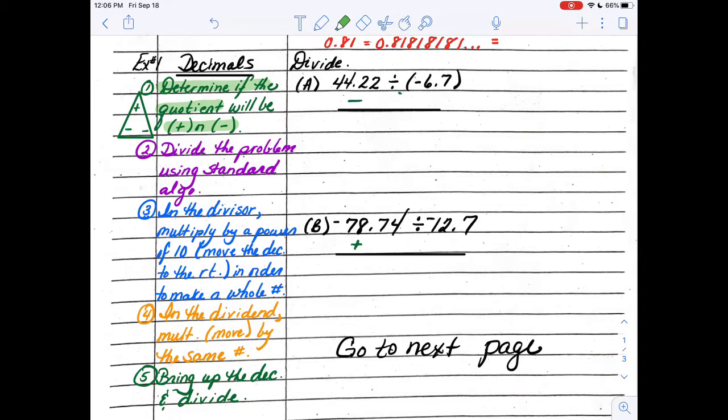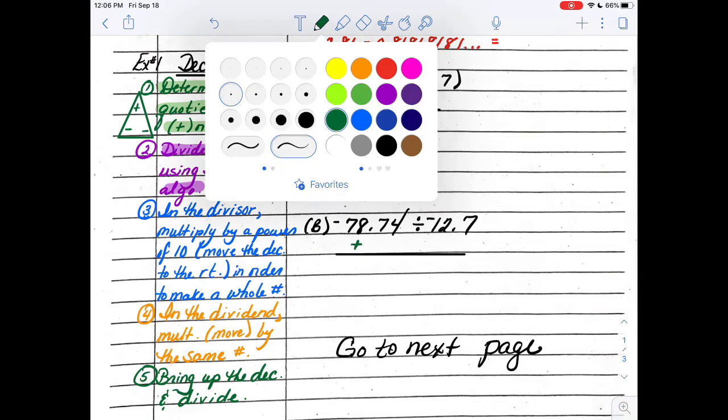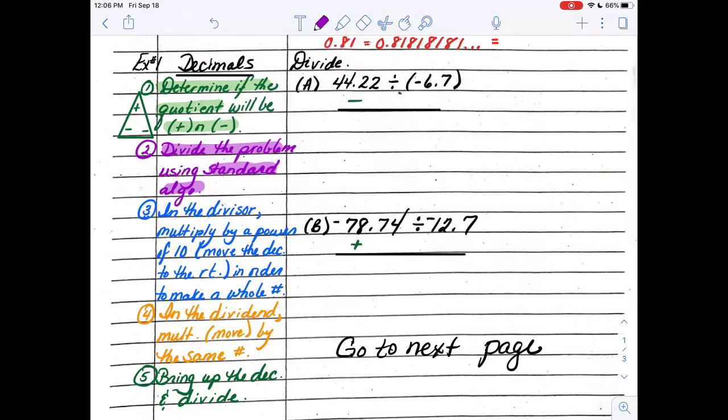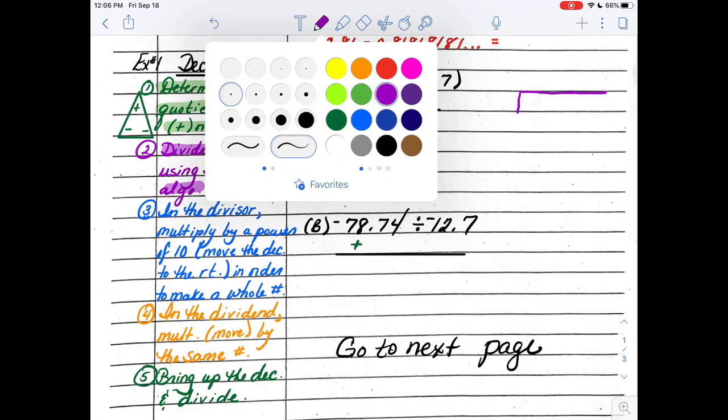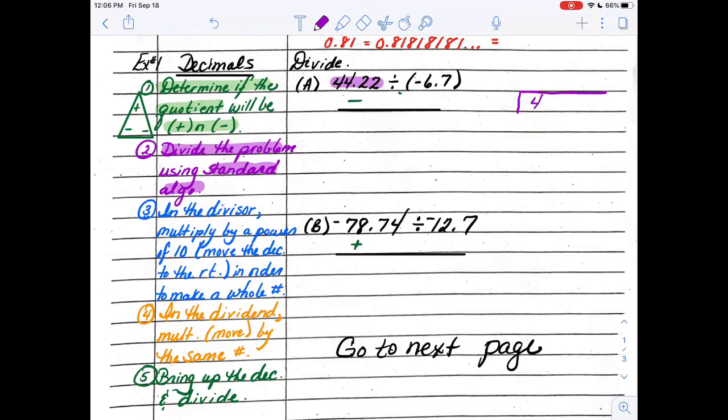Now we're going to go ahead to step 2, divide the problem, and we're going to use the standard algorithm, which means that division box from when you've done some long division before. So I'm going to get my division box going. I know that the very first number in my division problem is called my dividend. That means it goes on the inside of the division box, 44.22. The second number is my divisor. That one goes on the outside.